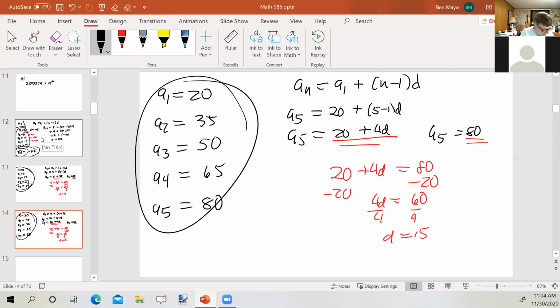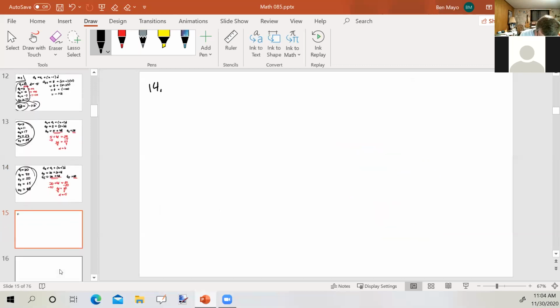All righty. Now we're going to go on to section 14.3, which was geometric sequences. And the formula for that is a sub n equals a sub 1 times r to the n minus 1 power, where r is called the common ratio. And the terms are separated by multiplying rather than by adding.